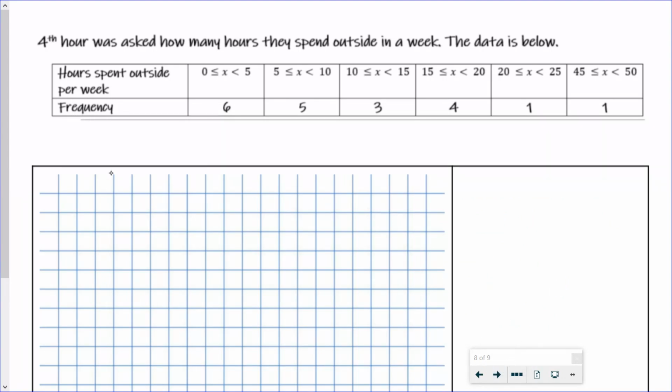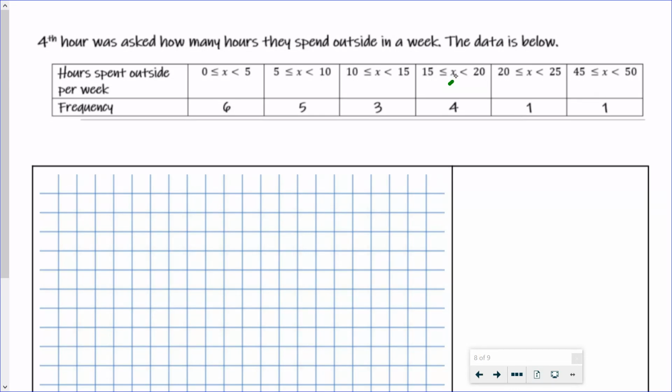This situation is a fourth hour was asked how many hours they spend outside in a week. The data is below. It has the hours spent outside per week and the frequency, or the count of how often that happened. 0 to 5 hours, there were 6 people. 5 to 10 hours, there were 5 people. 10 to 15 hours, there were 3. 15 to 20 hours, there were 4. And 20 to 25 hours, there was 1, and 45 to 50, there was 1, okay?